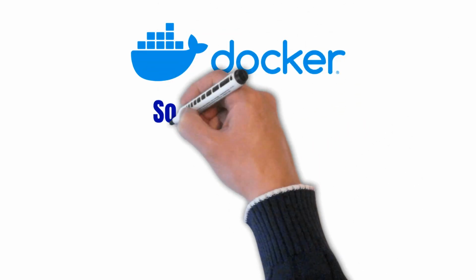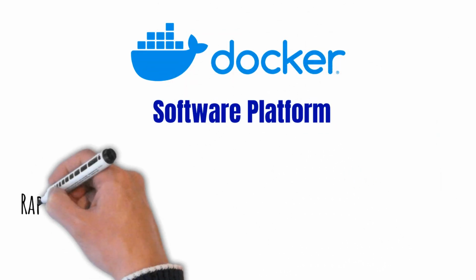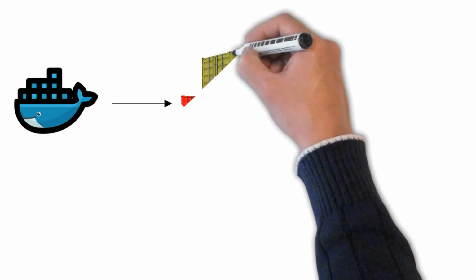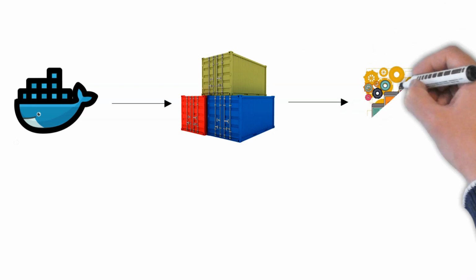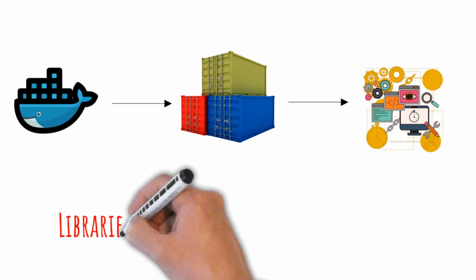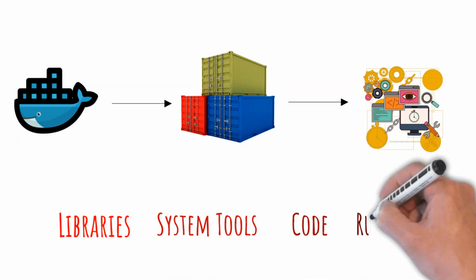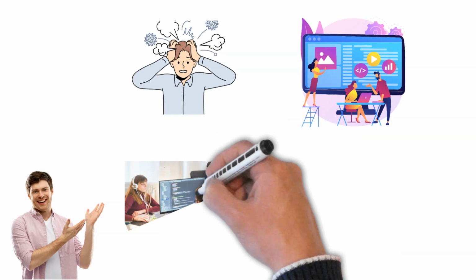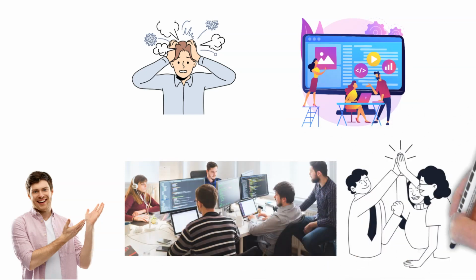Docker is a software platform that enables the rapid development, testing, and deployment of applications in any environment. It packages software into standardized units known as containers, which contain everything the software requires to run, including libraries, system tools, code, and runtime. It also helps reduce the complexity of managing software applications, making it easier for developers and IT teams to work together.